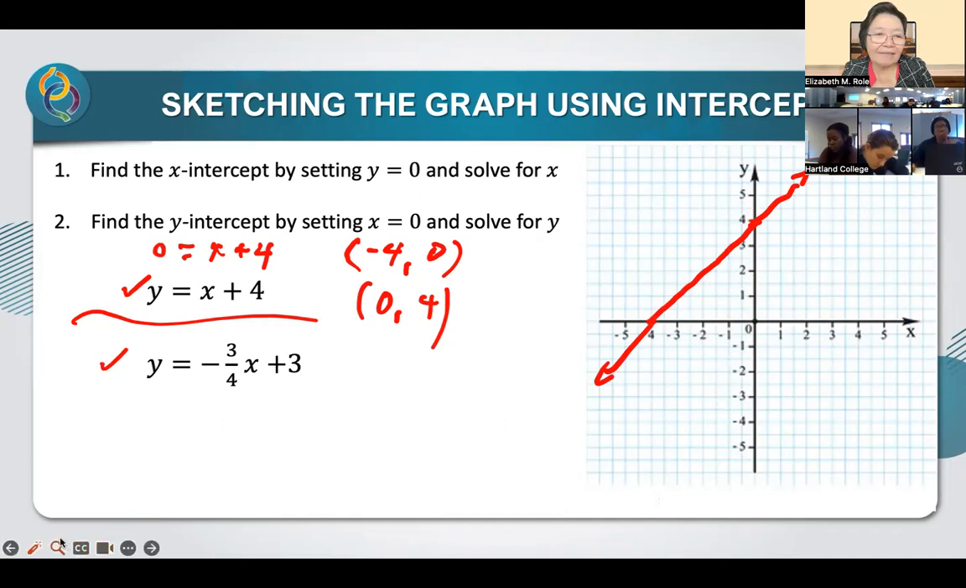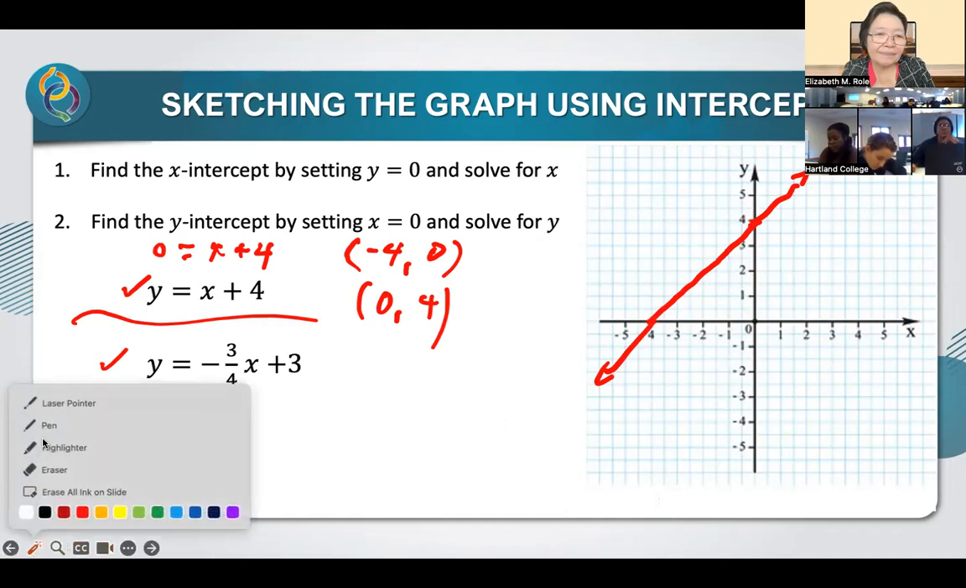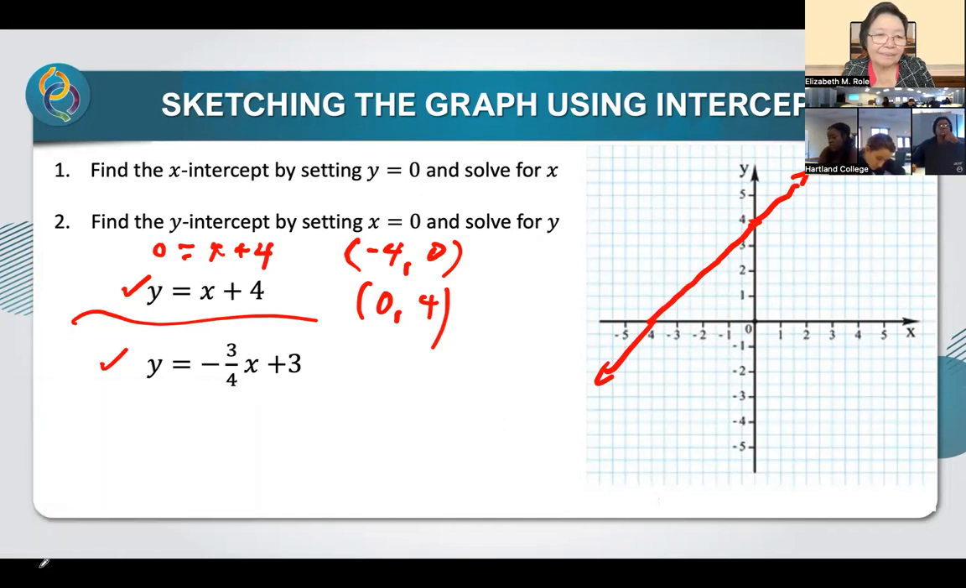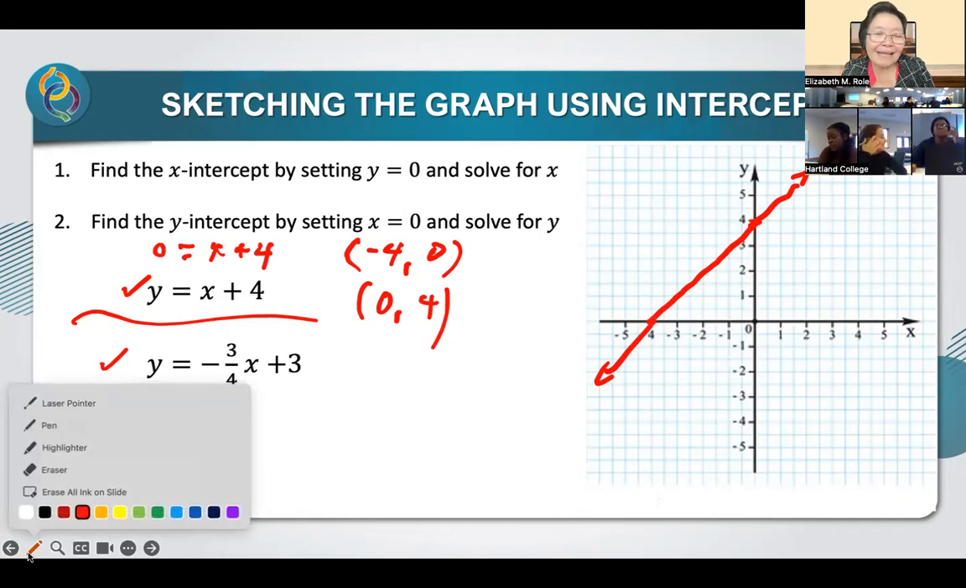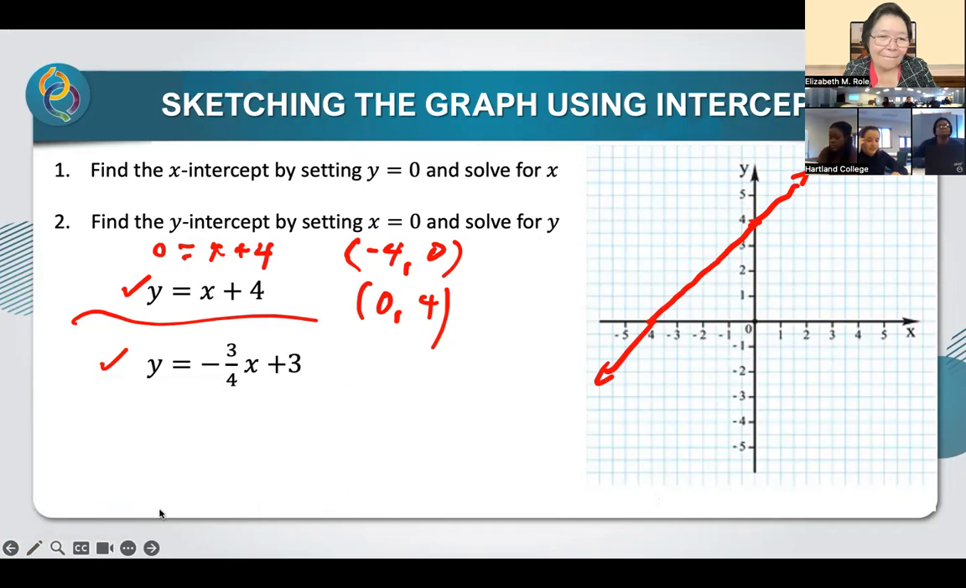All right. Let's have now the second one. 0 and 3. So you now have 0, 3 for your y coordinates. And then the x coordinate is.